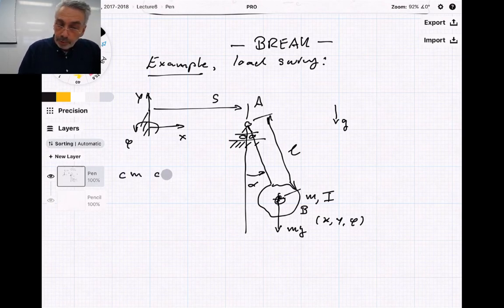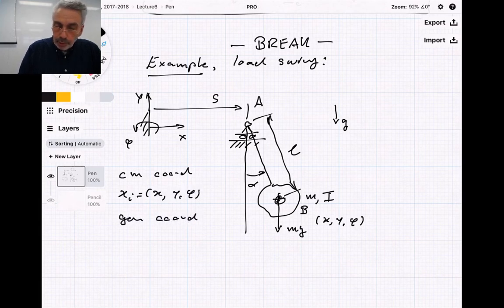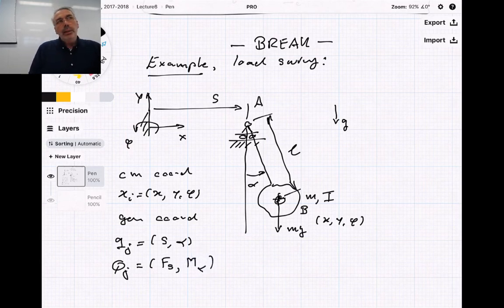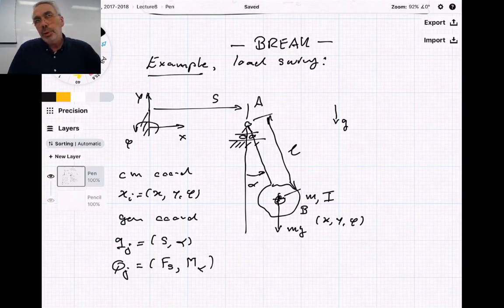Now, the cm coordinates for this problem are xi, meaning x, y, and phi, and as generalized coordinates, I decided to take my qj's as s and alpha. And immediately connected with those are also forces: apparently a force, because s is a distance, and some torque, m alpha. And these are of course action-reaction forces.